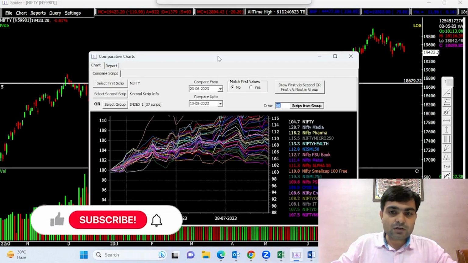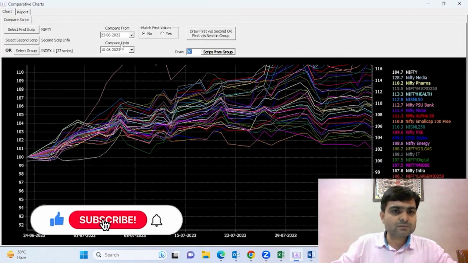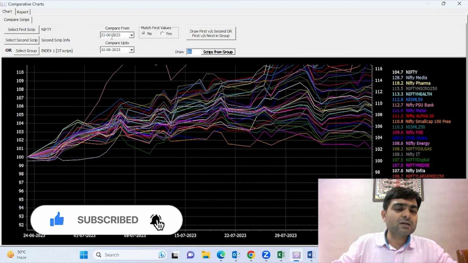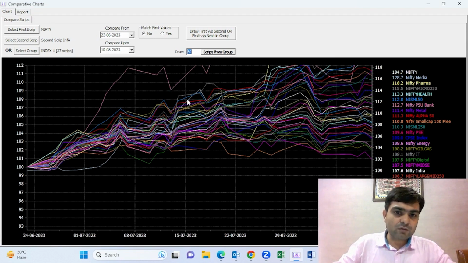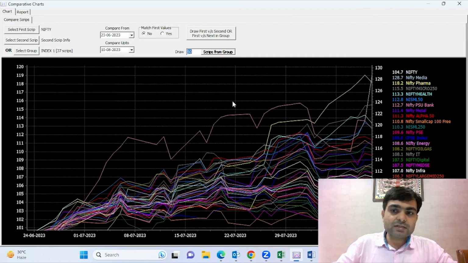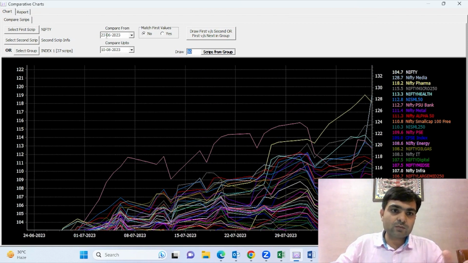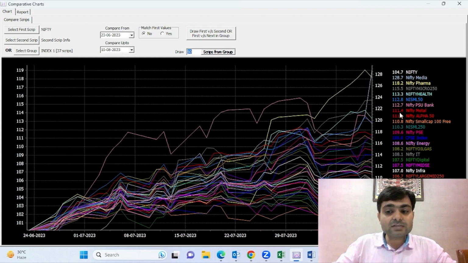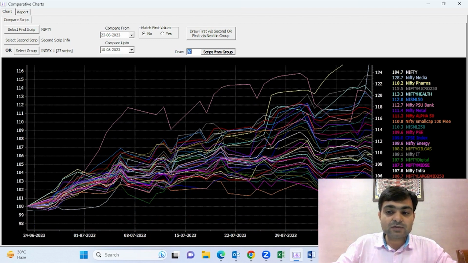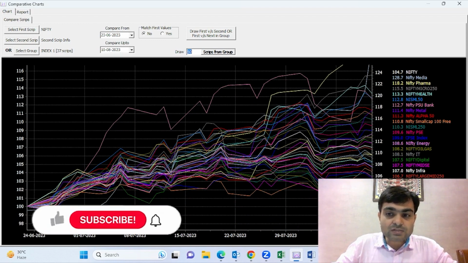So here is the comparative chart that I am able to see. The starting point is 23 June, and this is till 10th August, and this is my list of the entire sectors. In this movement from 23rd June till date, Nifty has moved by 104 percent, and there are various sectors which have done well. Let's say this is Nifty 50, Nifty 200. So these sectors have performed quite well as compared to the broader market.